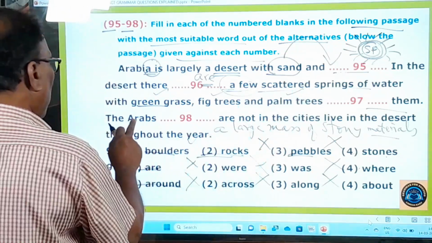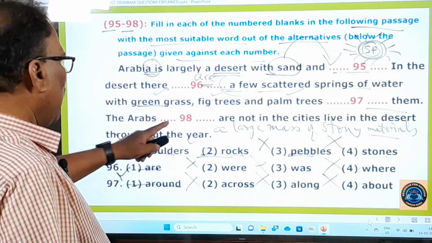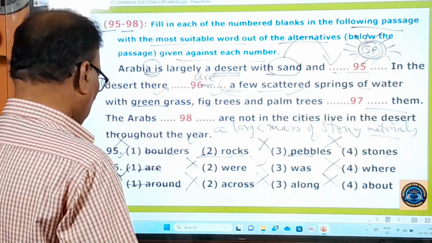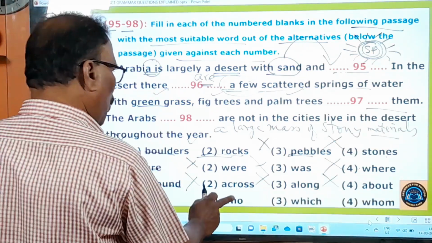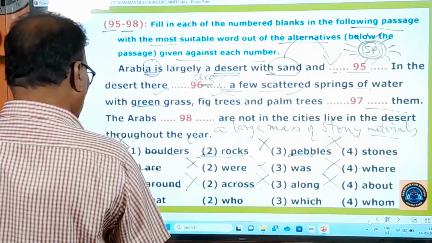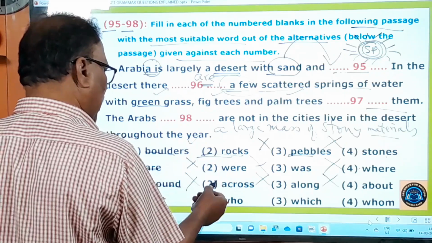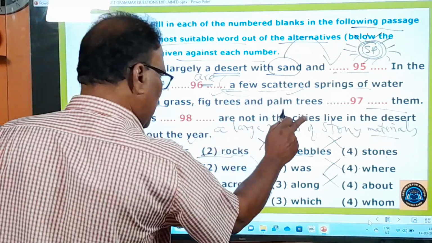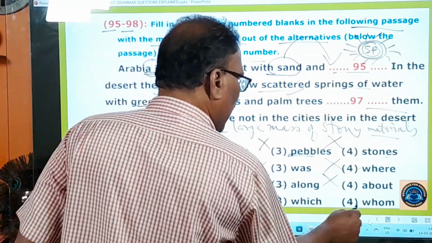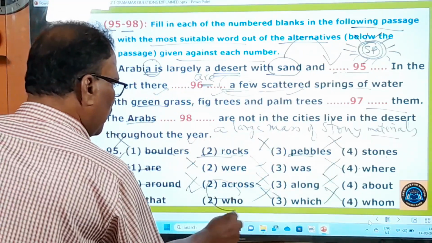And the Arabs dash are not in the cities. Go to the 98th one. The Arabs dash are not in the cities, live in the desert throughout the year. So what to use in this? Let us look at the options given. That, who, which, whom. So here, the Arabs that are not in the cities, this can be used, but more appropriate is who. The Arabs who are not in the cities, the second one is the right one. Which you don't use for people, and whom you cannot use. So first one, third one, fourth one are wrong. Only the second one is the right one.